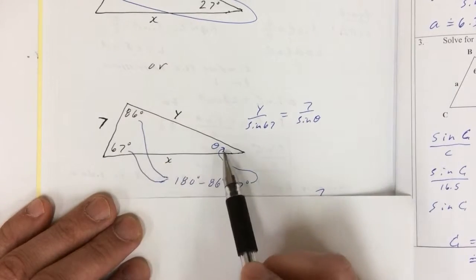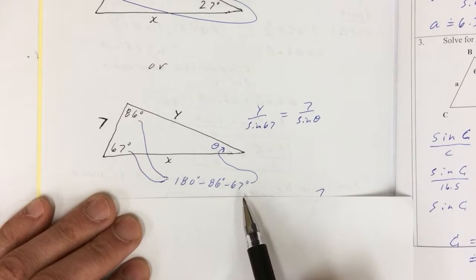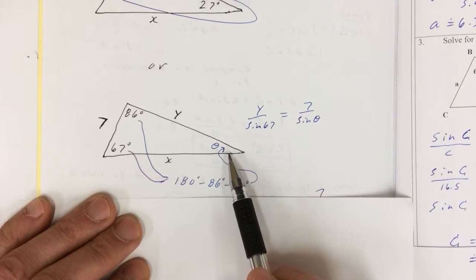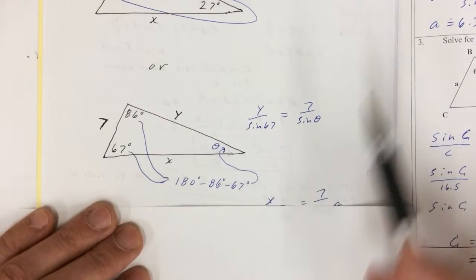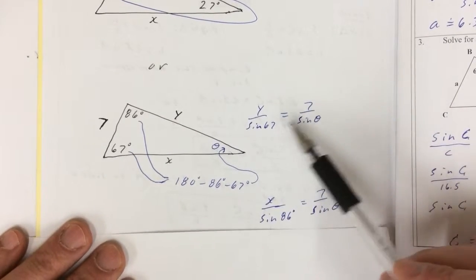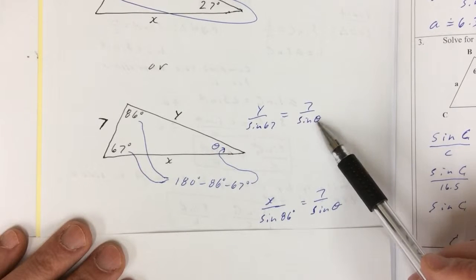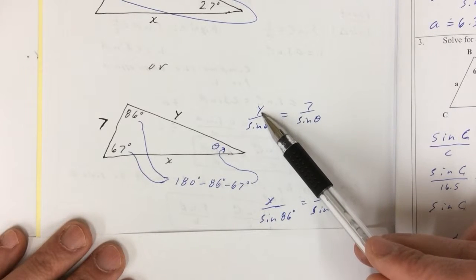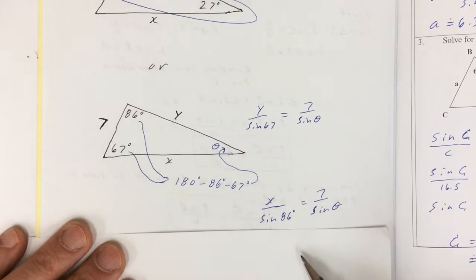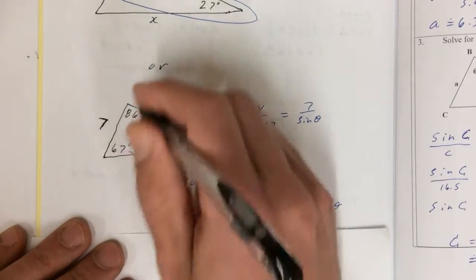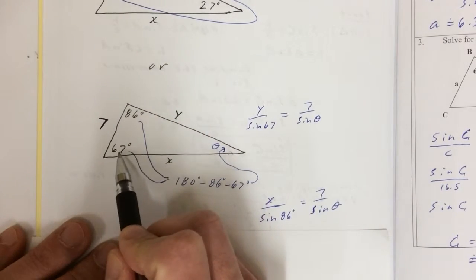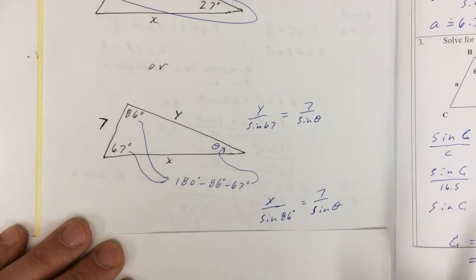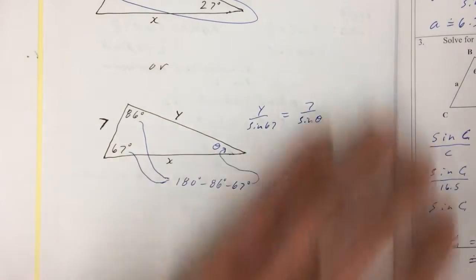Well, you can find the third angle by subtracting from 180. That's not a problem. And you've got these equations now. Once you get that angle, you can solve for side y, or you can solve for side x. So either way, if you're given information all around one side, where it's a side and two angles, you should be able to solve for the rest of the triangle. So let's take a look at some examples here.